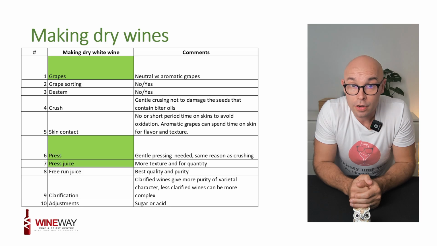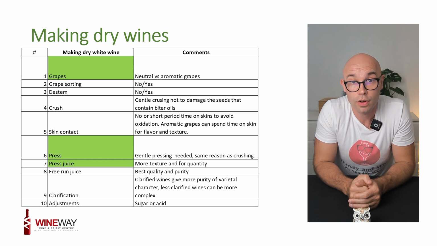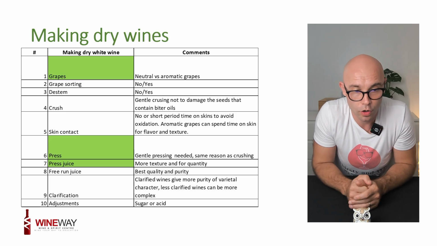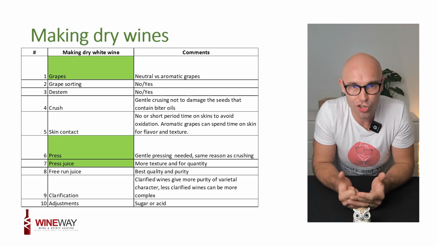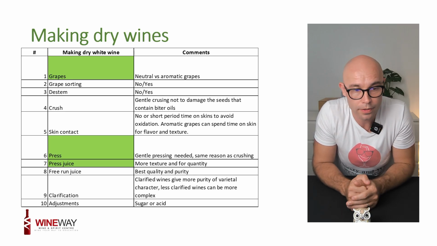The steps that are in green are mandatory steps that you cannot avoid in white winemaking. And then on the right side, you're going to have the comments that I'm going to be making on the steps. So let's start with first making general dry wine.